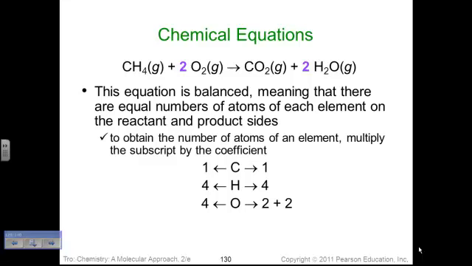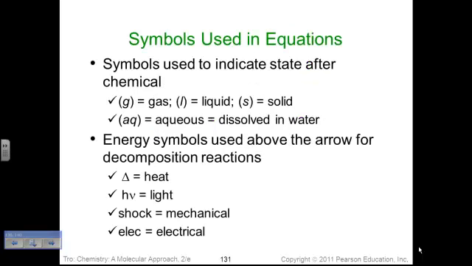And this equation is balanced, simply meaning that there are equal numbers of atoms of each element on both sides of our equation. To obtain the number of atoms of an element, we simply multiply the subscript by the coefficient. 1 carbon, 4 H's, and 4 O's on both sides of our arrow. We can spot check chemical equations to balance them. Sometimes I use a T-chart, left side, right side, and count up the number of elements on both sides until I can guarantee myself they indeed match.